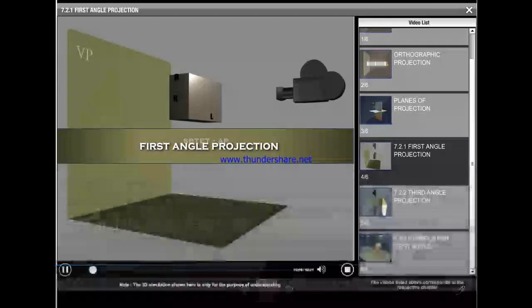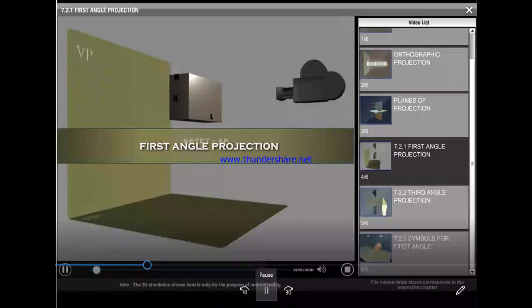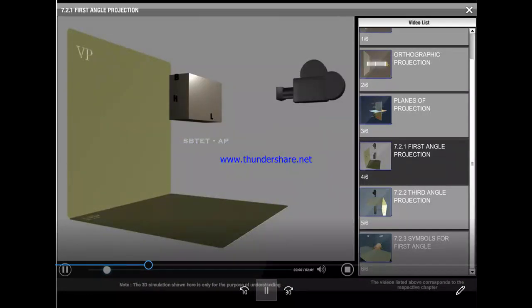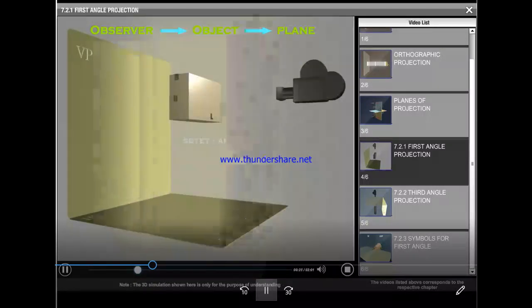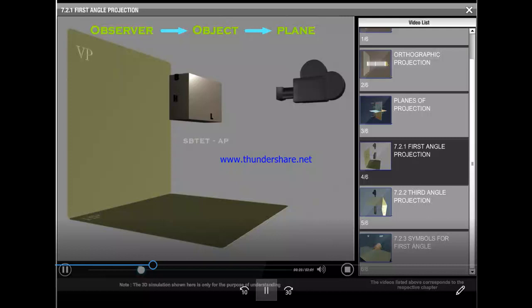First angle projection. In this video, we will see the complete concept of first angle projection. In this projection method, the object is placed in the first quadrant. The setup is observer, object, followed by plane. This should not be violated for projection of any view. The front view is projected onto the vertical plane.